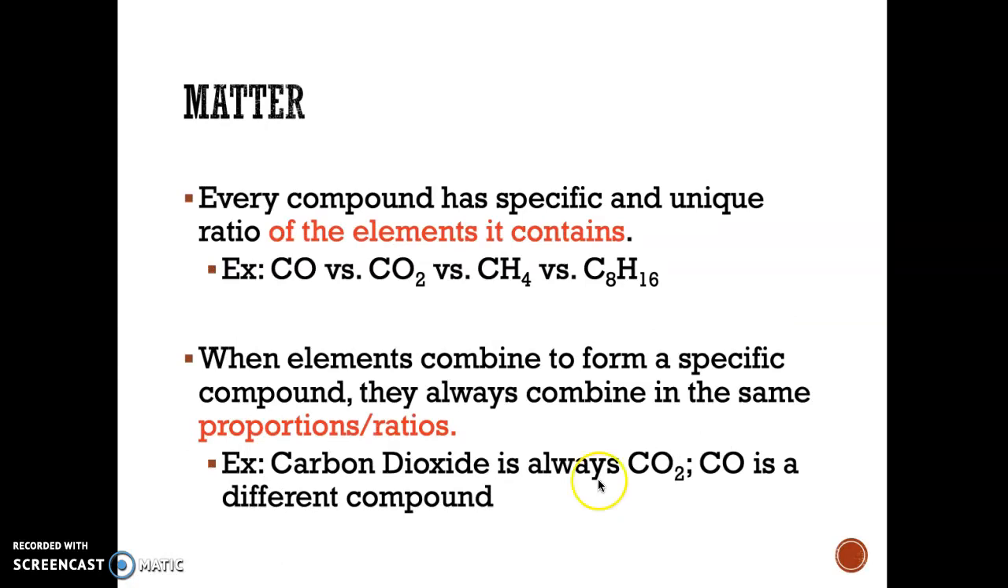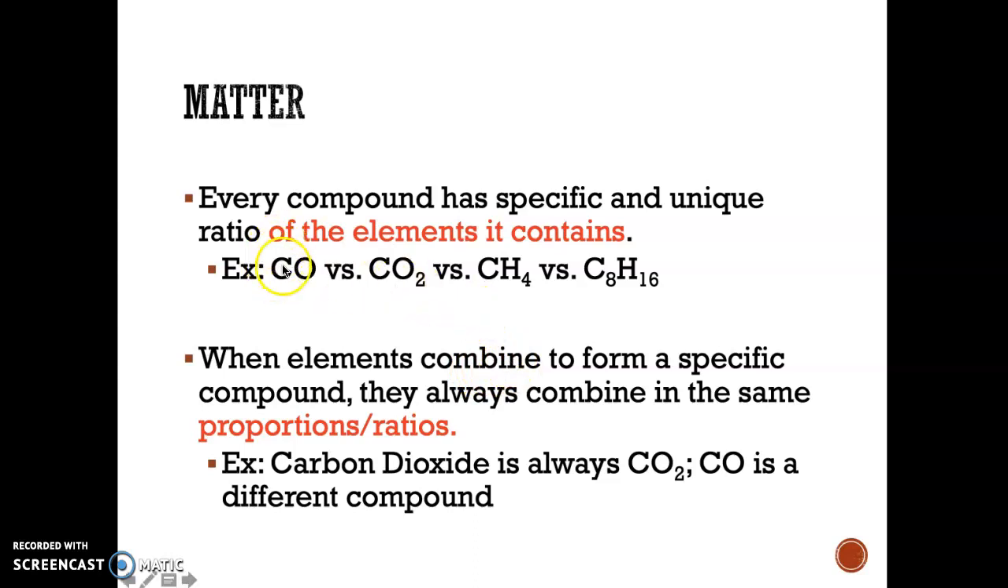And then an example here, I have carbon monoxide versus carbon dioxide. That too matters, because when I have just CO, that's a different compound than CO2. Every compound has a specific and unique ratio of elements. And like right here, I got CH4, that's methane. And then I have over here octane. Those are different compounds, because I have a different ratio of carbons to hydrogens or carbons to oxygens, which means they have different properties.